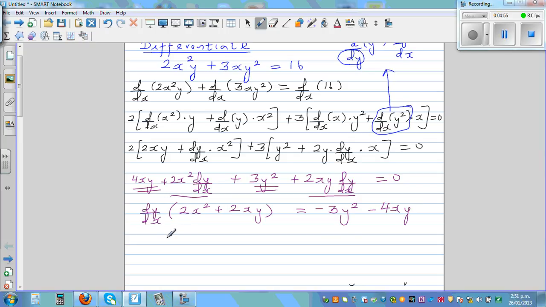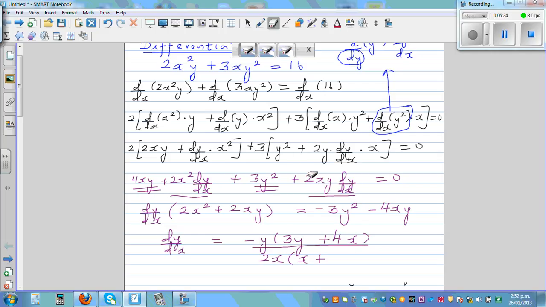So what can we factor? So dy by dx is equal to, I'm factoring a minus y out, so you'll have 3y plus 4x, over, divided by, what can we factor out here? You can factor out a 2x directly. So if you factor out a 2x, you have x plus 3y. Okay, x plus 2. I made a mistake here. Okay, so this is not 2, this should be 6. No, 3y squared.